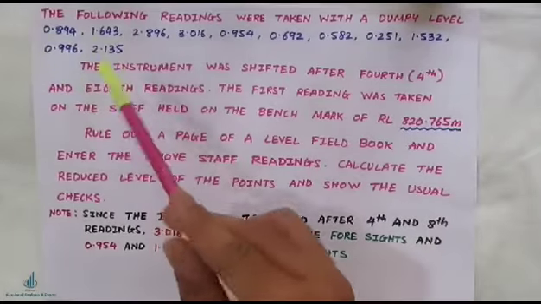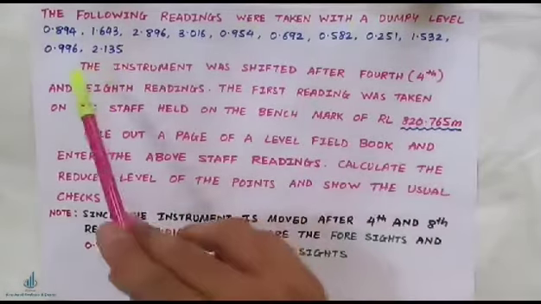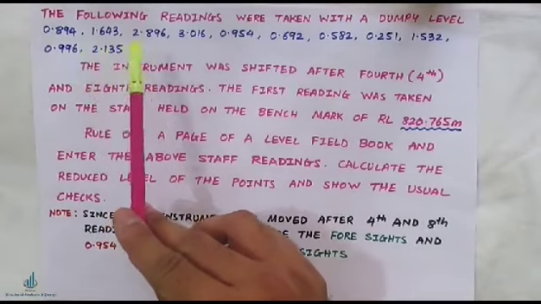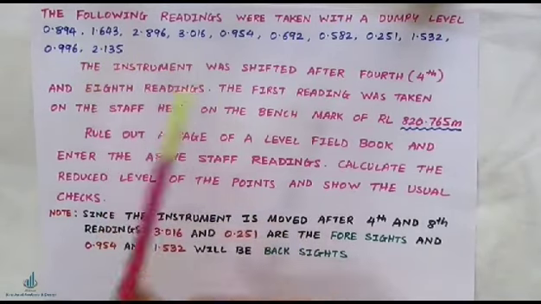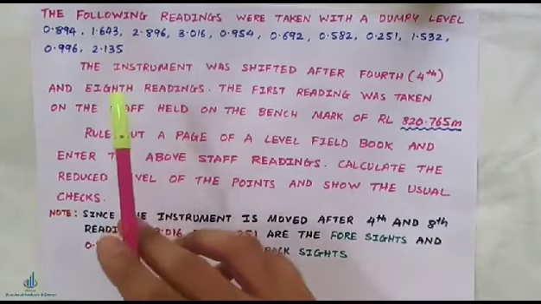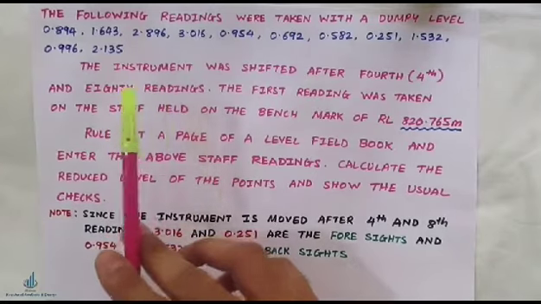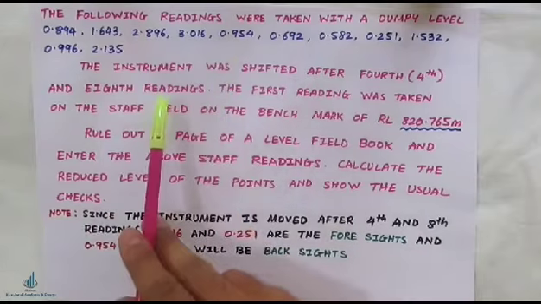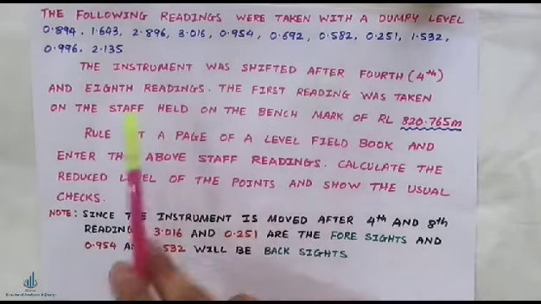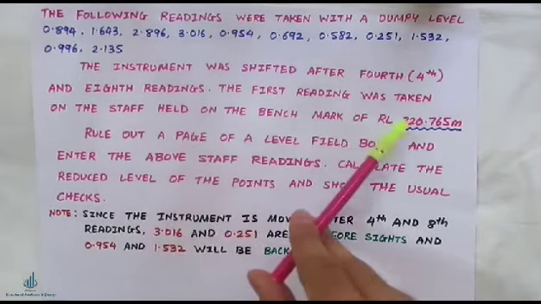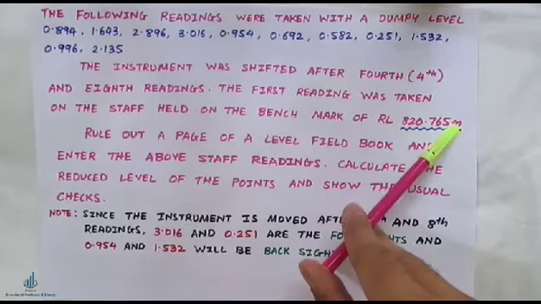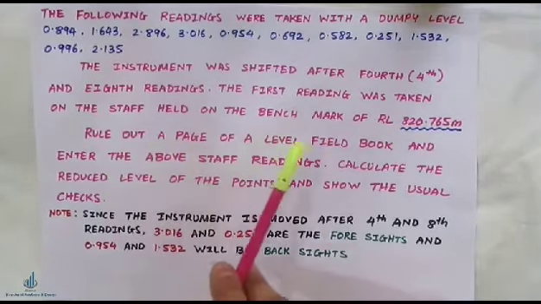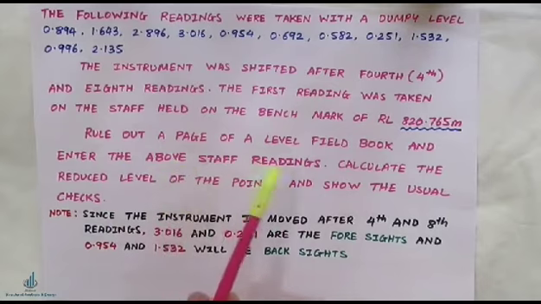This is the problem given. The following readings were taken with a dumpy level: 0.894, 1.643, and so on. The readings have been given, and in this problem they have mentioned where the instrument was shifted. The instrument was shifted after the 4th and 8th readings. The first reading was taken on the staff held on the benchmark of RL 820.765 meters. Rule out a page of a level field book and enter the above staff readings. Calculate the reduced level of the points and show the usual checks.